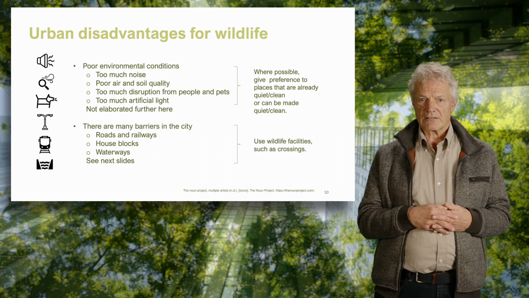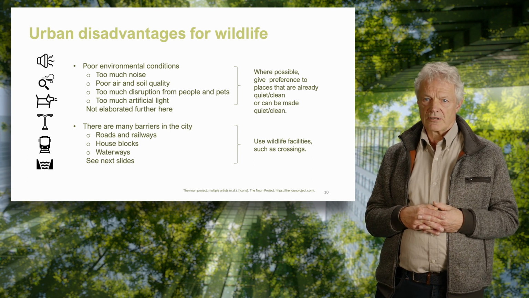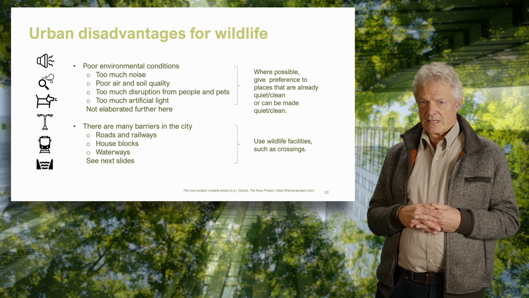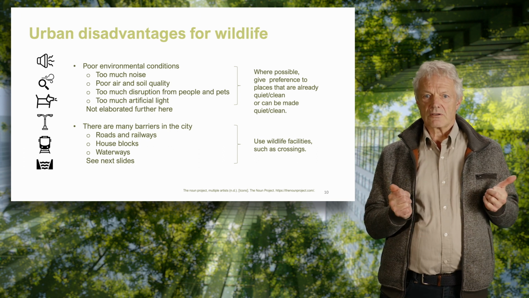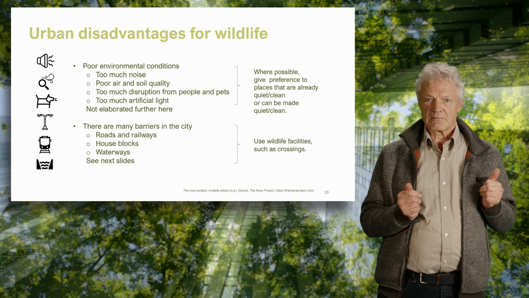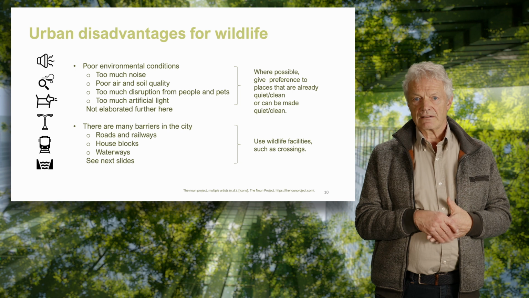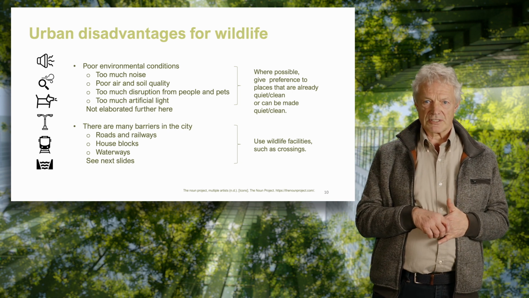Of course, the conditions for nature in the city are not only good. For example, environmental conditions are often problematic. There is too much noise and light disturbance. The air and soil quality is often poor. There's also a lot of disruption by people, not to mention their pets. It's clear that quiet and clean places are more promising for an ecological network.